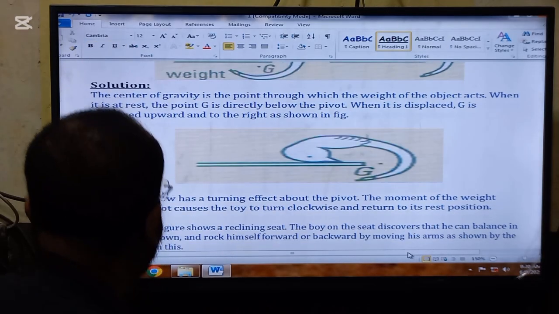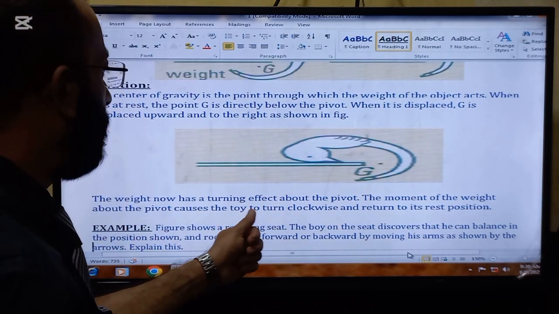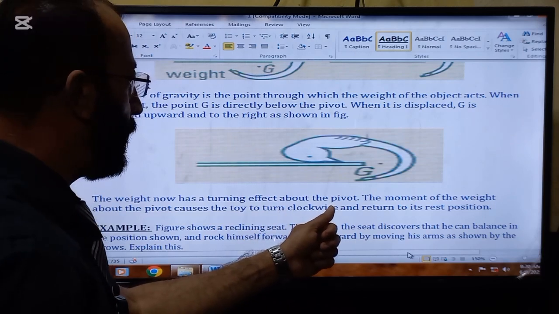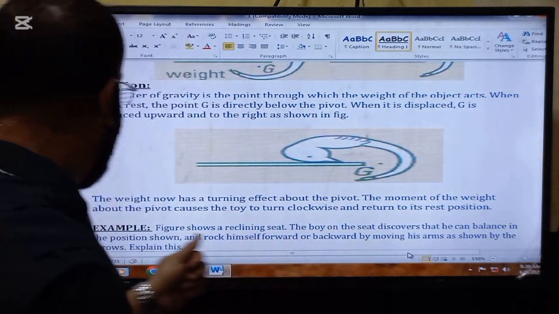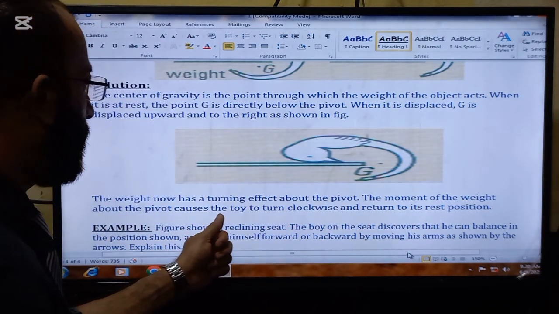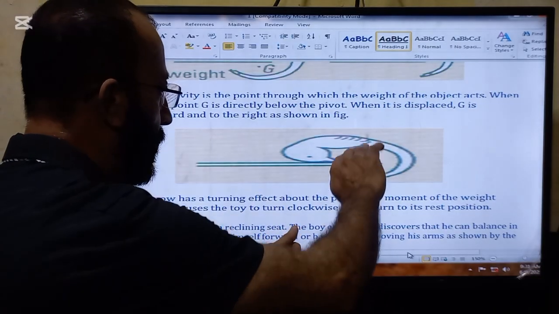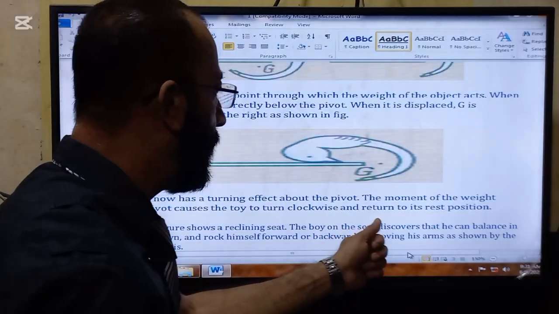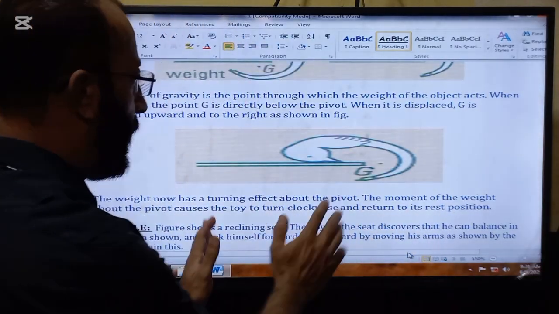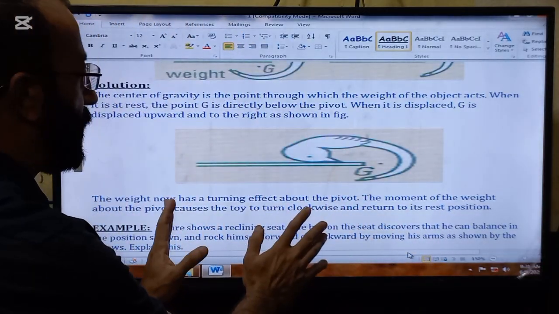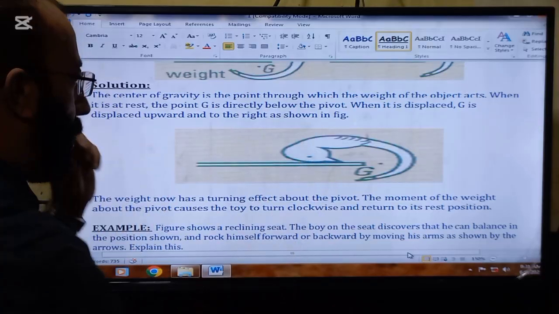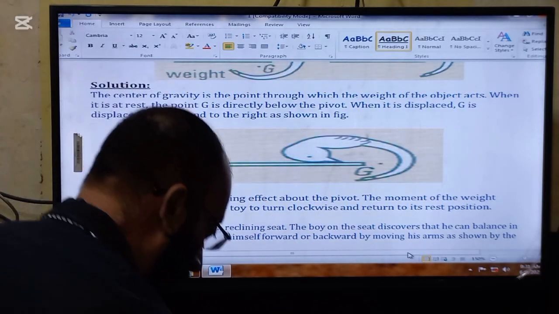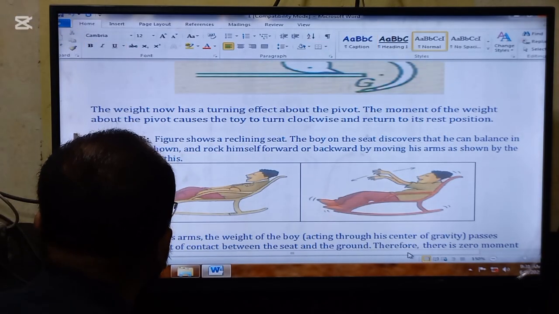The weight now has a turning effect about the pivot. The movement of the weight about the pivot causes the toy to turn clockwise. So G will turn the object clockwise and return to its rest position again. This is the procedure which happens in these kinds of toys. Here is another question of this type.